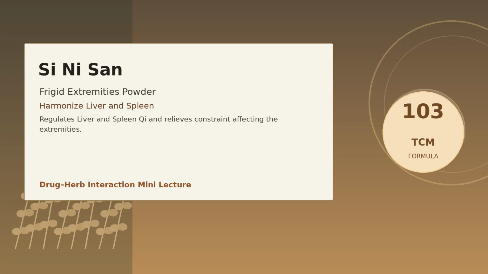Si Ni San, commonly translated as Frigid Extremities Powder, is a classical traditional Chinese medicine formula in the category harmonize liver and spleen. Its core action is to regulate liver and spleen qi and relieve constraint affecting the extremities. The pattern framework is yang constraint from qi stagnation rather than true yang collapse. This mini-lecture focuses on the formula logic, recognizable pattern features, and practical drug-herb interaction screening. It is an educational overview, not an instruction to self-prescribe.